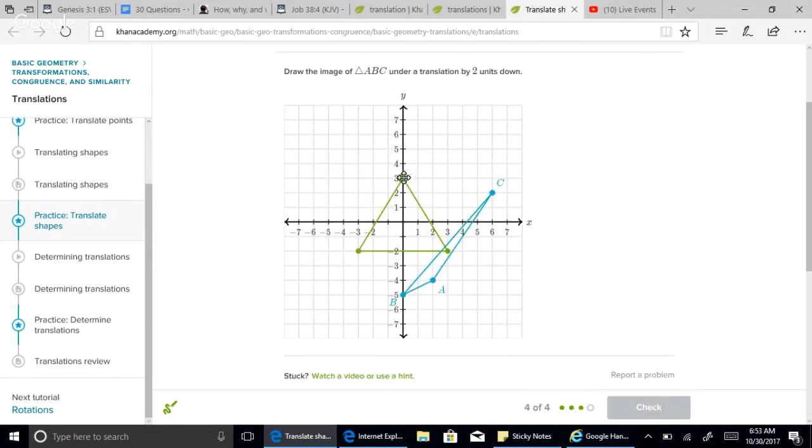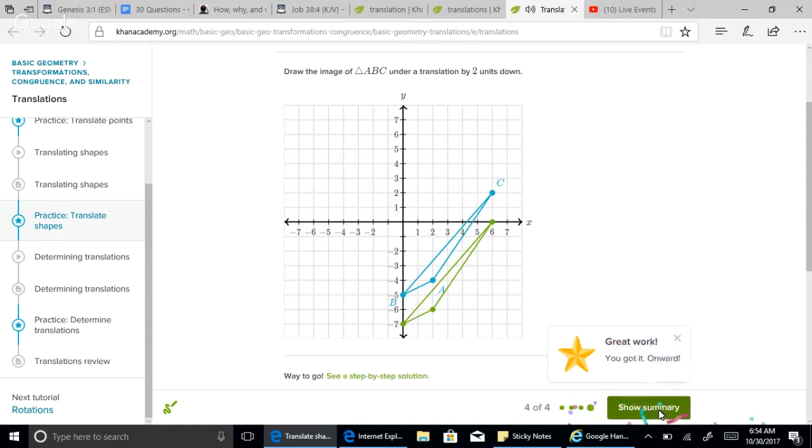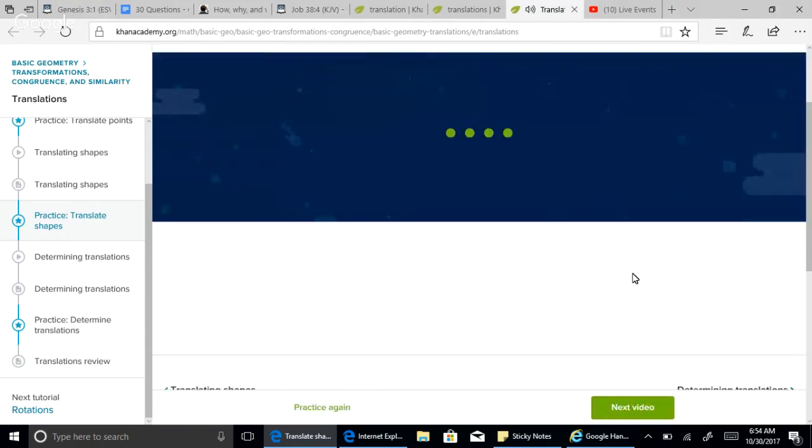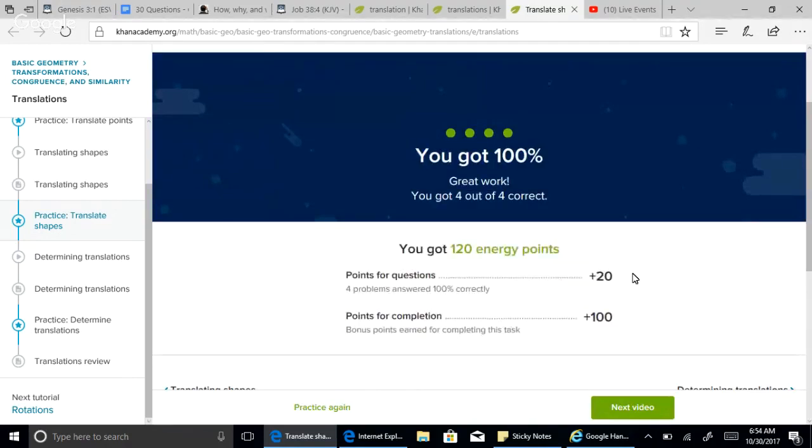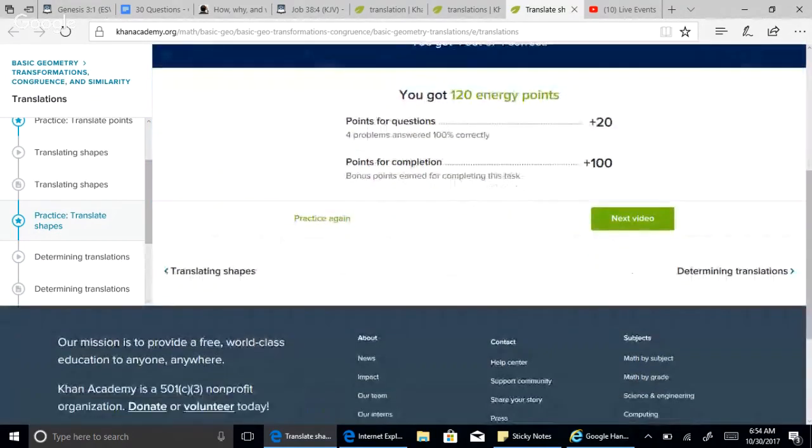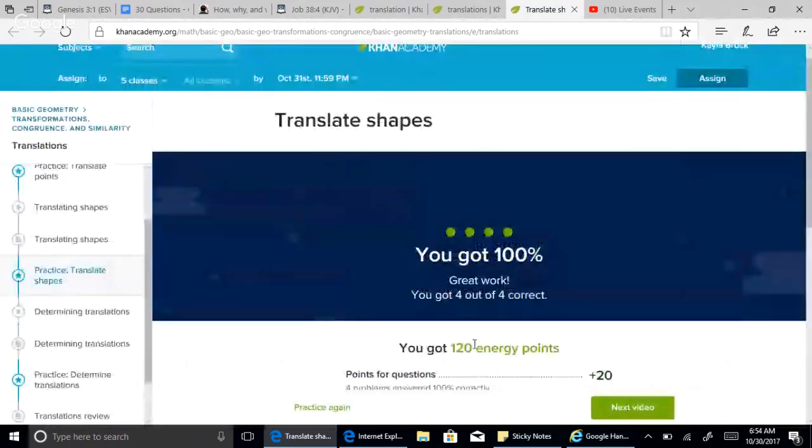2 units down. Okay, so let's put this guy over the other one. Okay, ABC under a translation by 2 units down. So I'm just going to go down 1, 2, for each point. Excellent. So translating shapes. Okay, excellent.